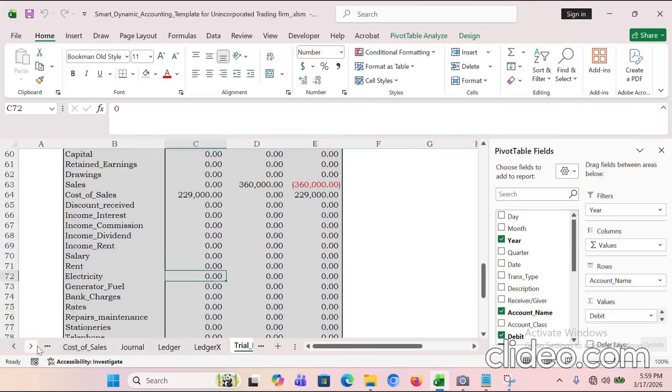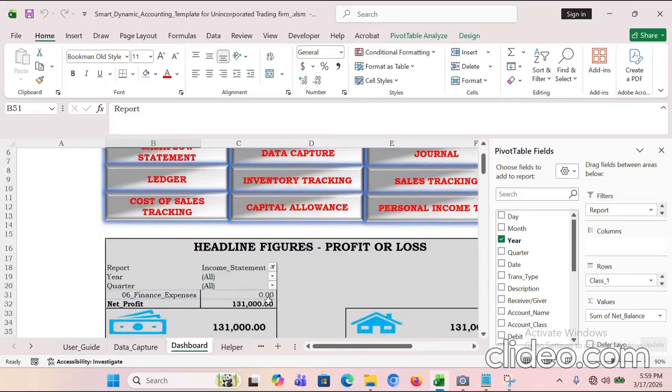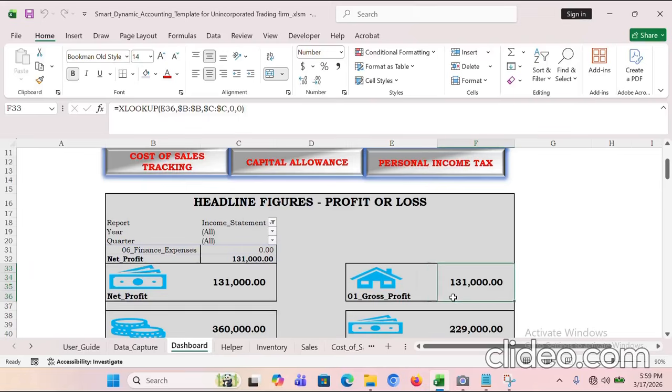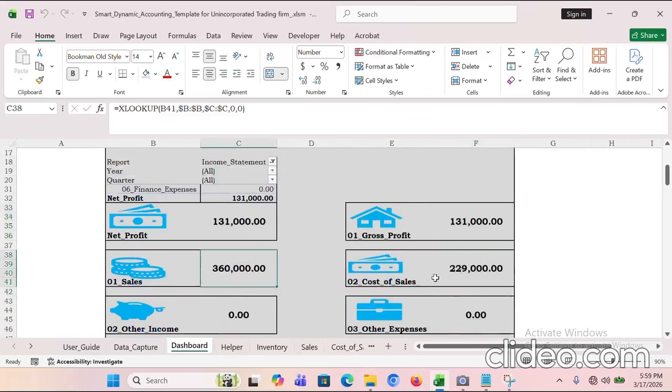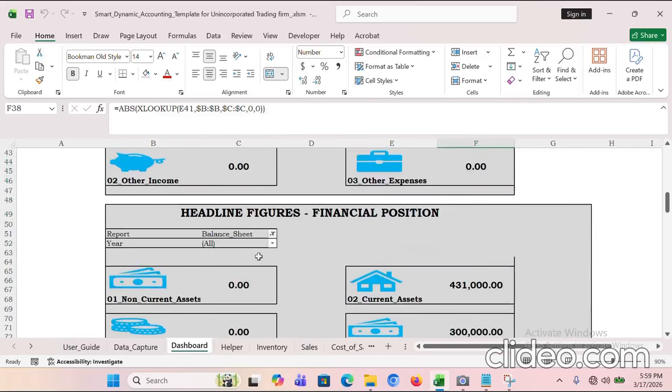If you also check the dashboard, this is the dashboard. Let's check the dashboard for the P&L statement. This is the net profit we've made so far, 131,000. Same for the gross profit. This is the sales we made so far. This is the cost of sales. So you can see everything is auto dynamic and automated.